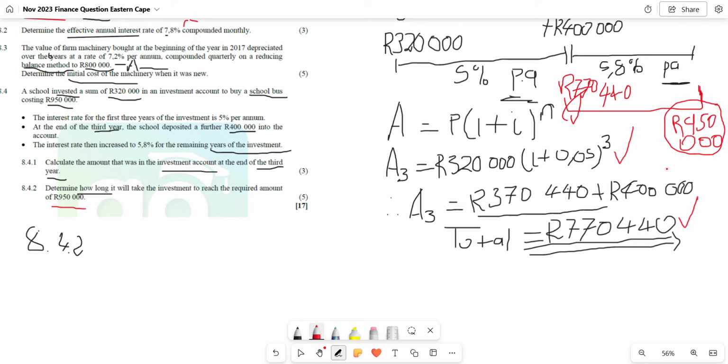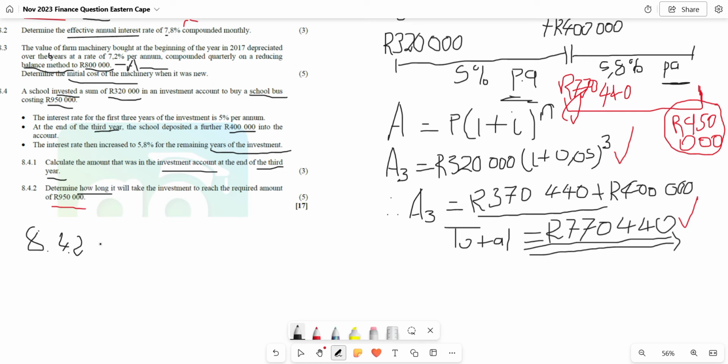Now we are asking how many years it will take this 770,000 rand that we have at T3 to grow to this amount. Then same, we are going to use our compound interest formula. Remember, from T3 to here, we have a different compounding period. We are not going back. We are going from where we are to the end of the investment.